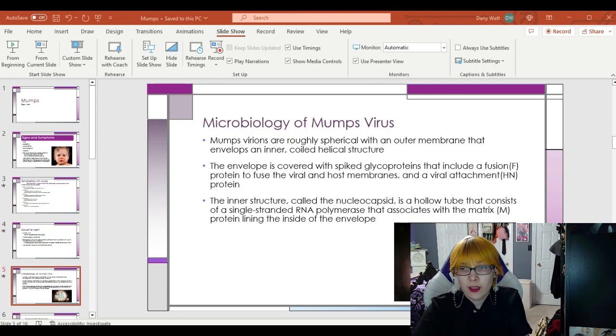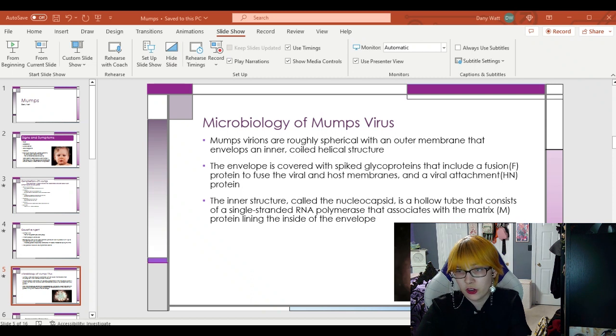So the microbiology of the virus itself is roughly spherical. It's got an outer membrane that envelops an inner coiled helical structure. That outer membrane envelope is covered with spiky glycoproteins that include a fusion protein, which fuses the viral and host membranes, so it combines the cells, and an attachment protein.